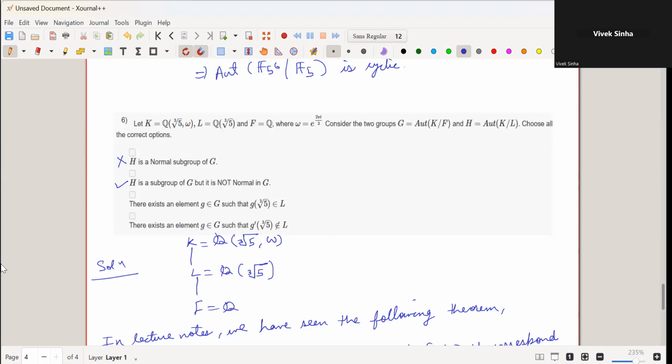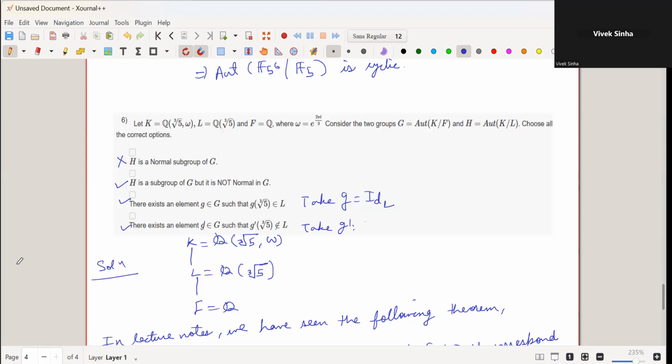These are easy, right? You can simply take g to be the identity over L. Identity map is an automorphism, and it will map cube root of 5 to cube root of 5, which is inside L. So that will work. So there exists an element g in G such that g(cube root of 5) is inside L. And there exists an element g prime belonging to G such that g prime is not inside L. That is also correct.